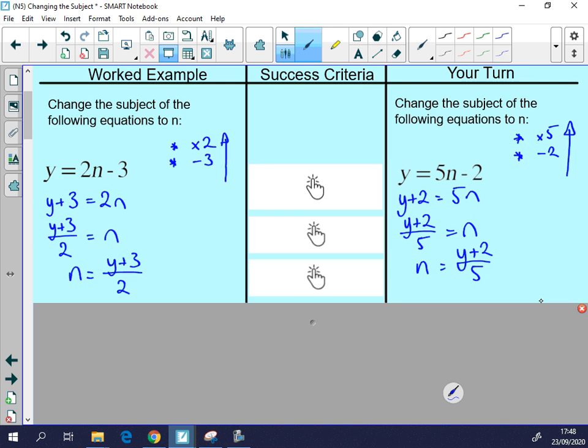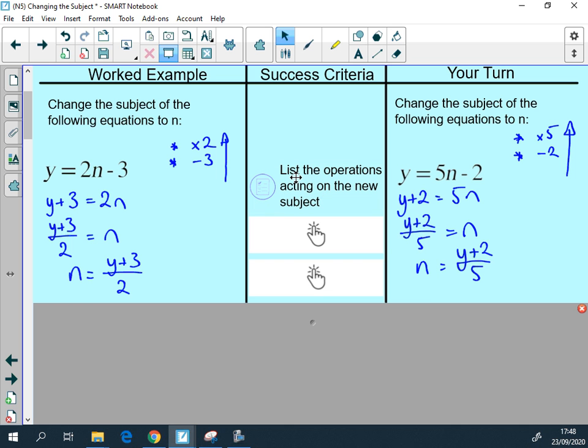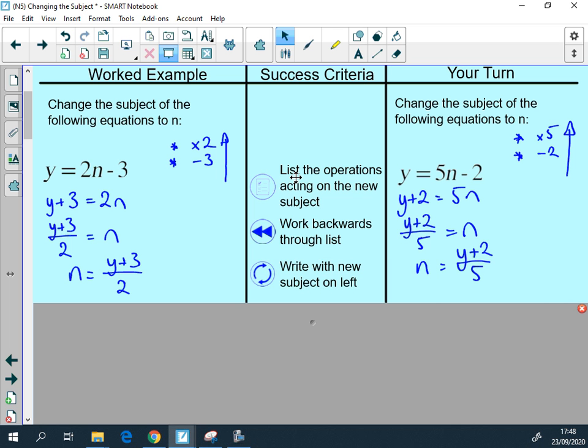So every time that I'm doing this, I'm listing the operations that act on that subject, or the thing I'm trying to make the subject. So here it's always going to be n. Once I've listed them, I'm then going backwards through that list, unpicking as I do it. So I'm always doing the inverse of what's in my list. And then I'm just rewriting it with my n, or my new subject, on the left-hand side.